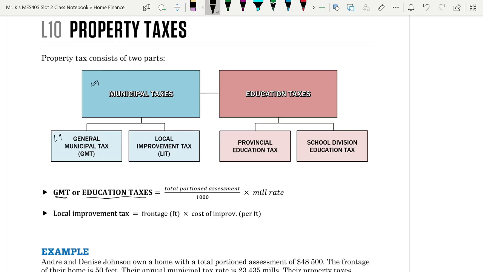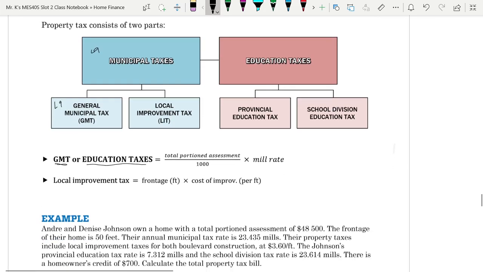This one, local improvement, works differently. They base it on how much frontage your property has. In other words, how many feet long is the front of your property? That's what they base it on. And then times how much it's going to cost to do this project per foot. So for example, let's put it all together.